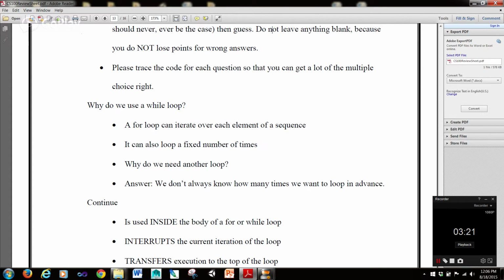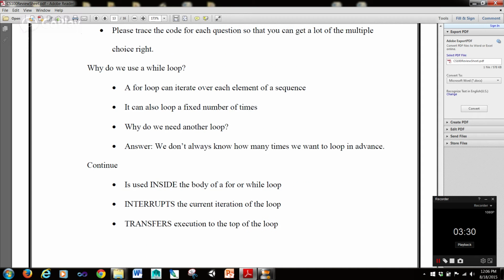Why do we use a while loop? A for loop can iterate over each element of a sequence. It can also loop a fixed number of times. Why do we need another loop? Because we don't always know how many times we want to loop in advance.